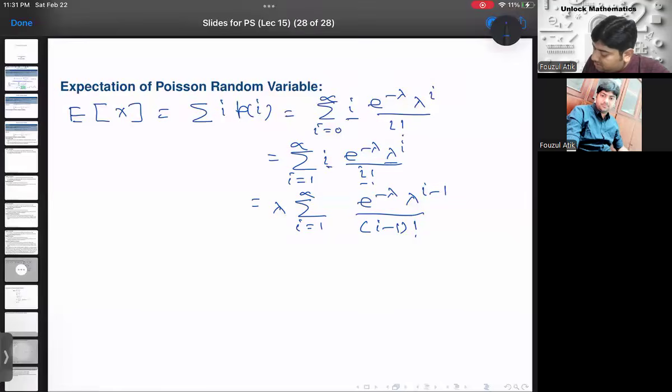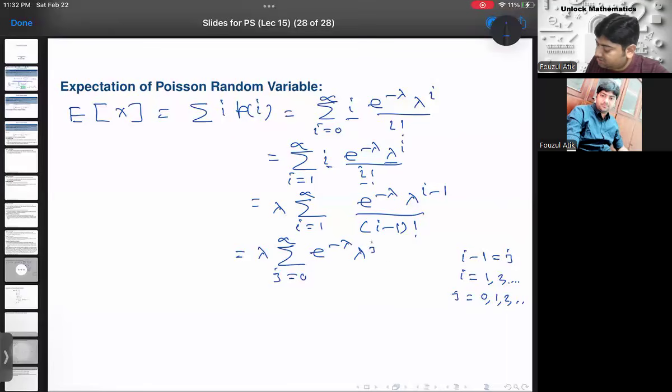Correct? Now again we'll change this index. We'll take i minus 1 equal to j, another index. Now if i runs from 1, 2, 3 up to infinity, where will j run? It runs from 0, 1, 2 up to infinity. So after changing this, we'll get the summation of j equal to 0 to infinity of e to the power minus lambda, lambda to the power j divided by j factorial.